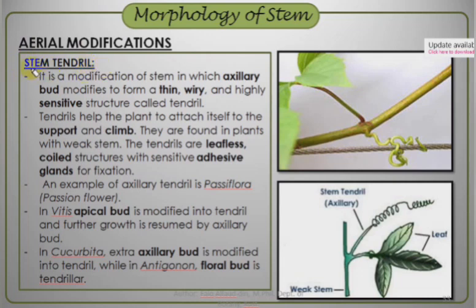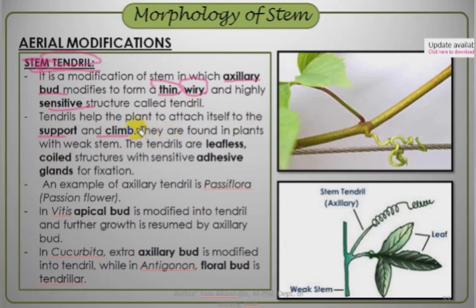The question arises, in what forms can an aerial stem be modified? The first type of aerial modification is the stem tendril, or you can simply call it tendrils. What are tendrils? Tendrils are thin and wiry structures. They are actually modified buds and they are sensitive structures. With the help of these tendrils, the plant can climb a supporting object.